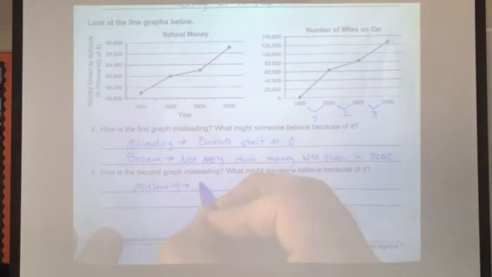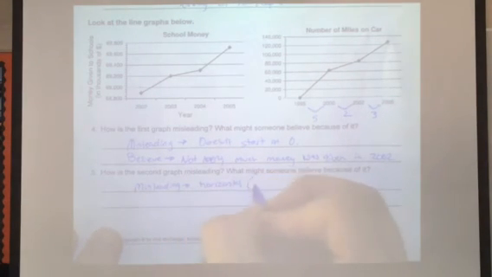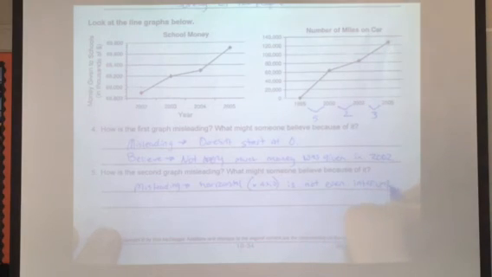Your horizontal or x-axis is not an even interval. If it's going by 5 years, then the next one should be 5 years. So it's not going up the same amount.